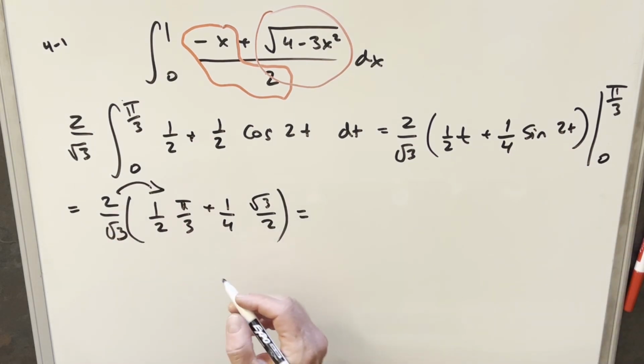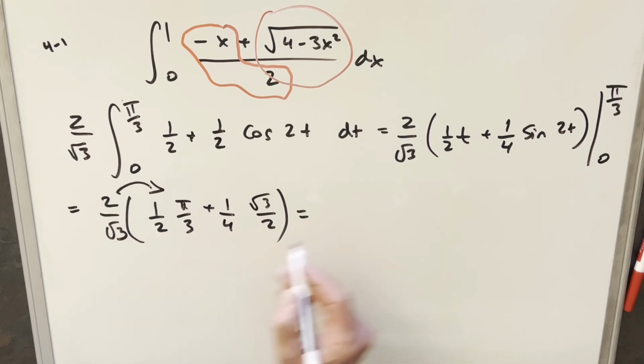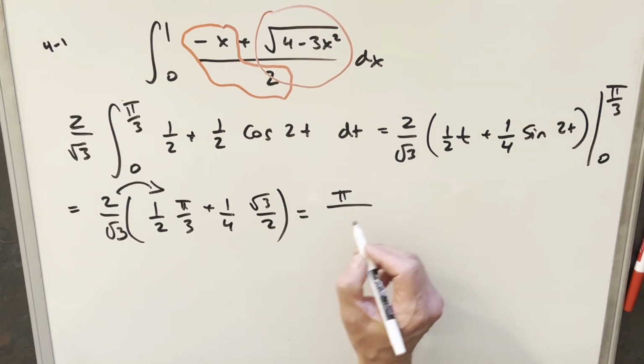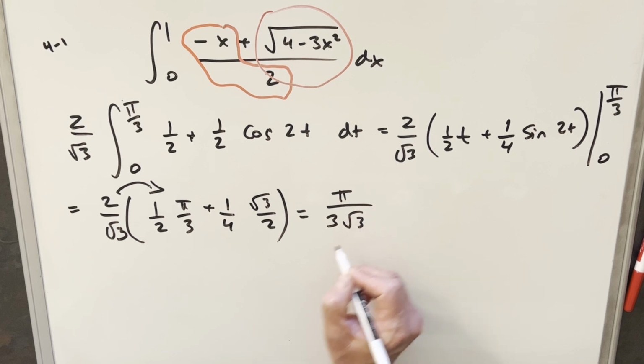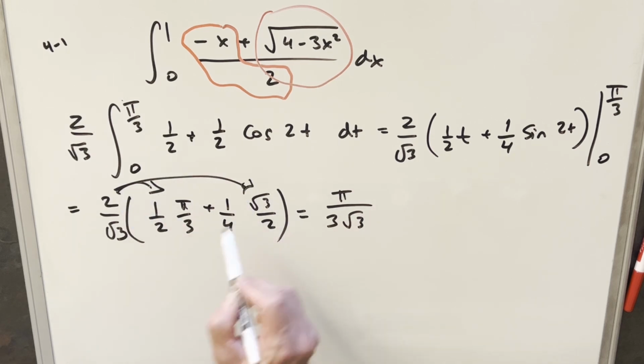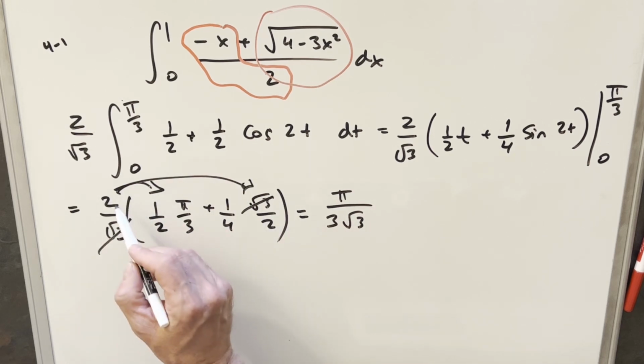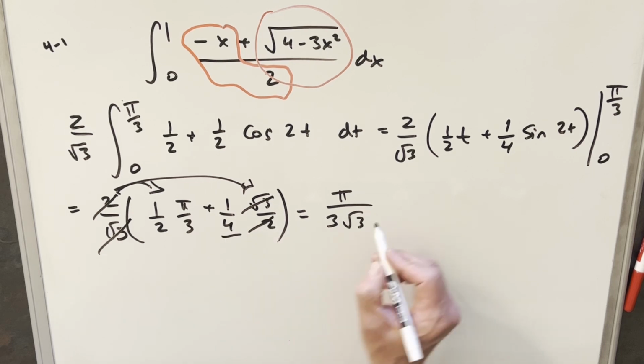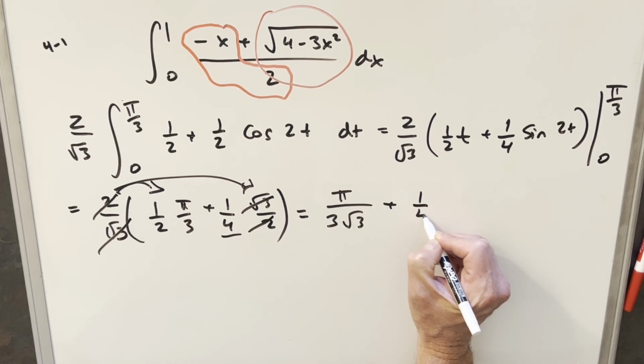Just going to distribute in here. And so when I do that, these 2's are going to cancel. And this first term is going to be pi over 3 square root of 3. And then when I distribute into the second term, the square root of 3's are going to cancel. The 2's are going to cancel here. And we're just going to be left with this 1 over 4.